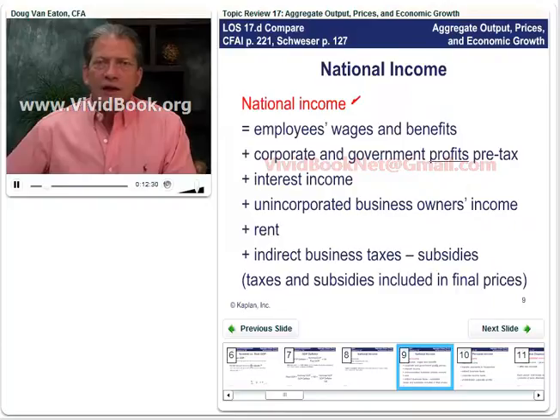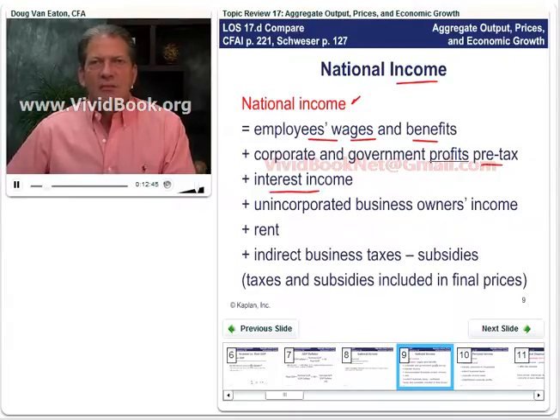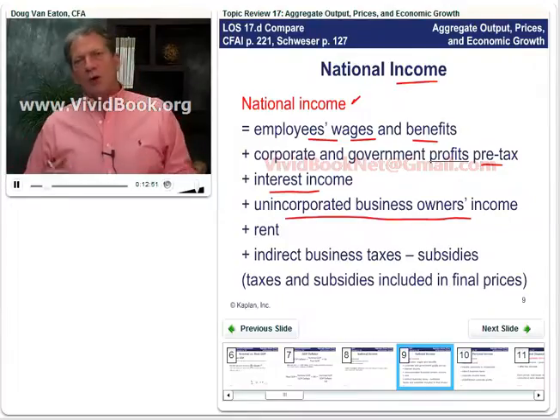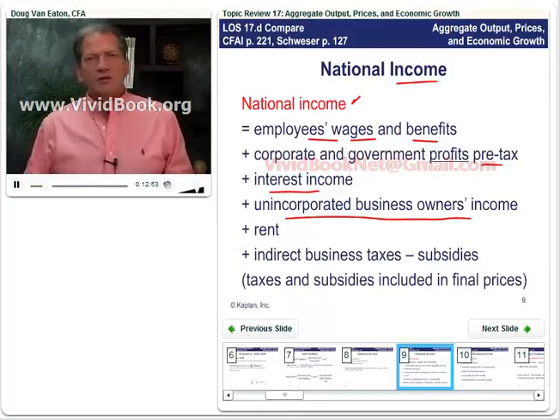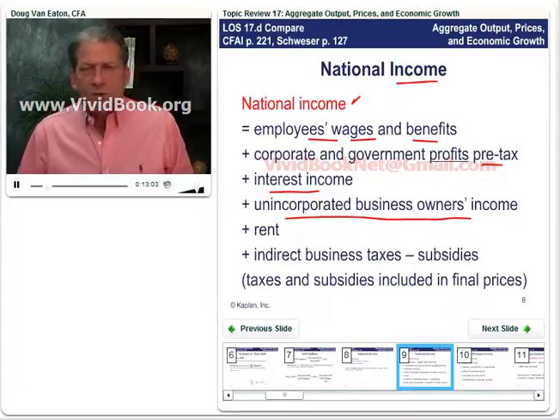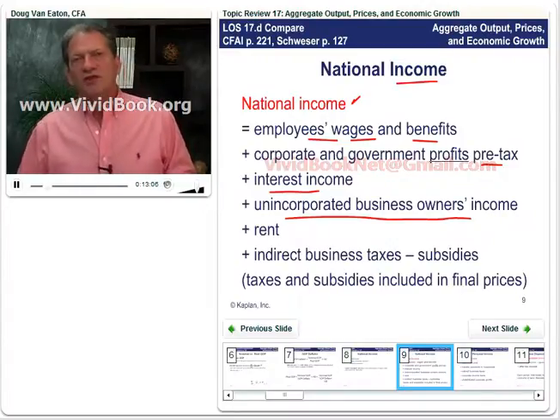So if we calculate this national income, we start with employees' wages and benefits. Okay, we're looking at the income side now. Corporate and government profits pre-tax, interest income, unincorporated business owners' income. Well, if we have a corporation, we've got corporate profits, okay? If we've got a government enterprise, there may be profits made on that. Well, we want to include that here, but some businesses aren't incorporated. Could be a sole proprietorship or a partnership. Well, we want the business owner's income there, too.